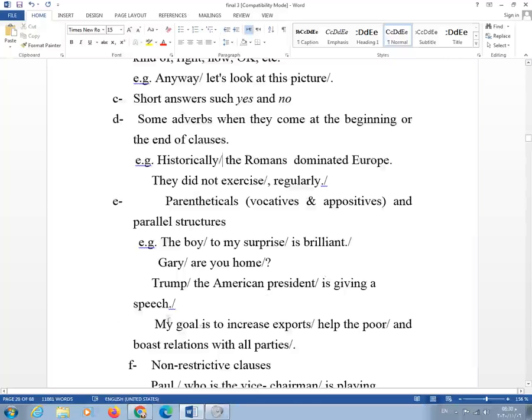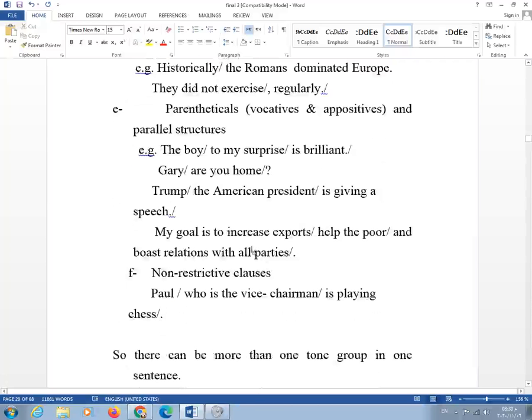We end with falling because it's the end of our sentence. My goal is to increase exports, help the poor and boost relations with all parties. This is a politician saying this. My goal is to increase exports, one tone group. We have another one: help support and boost relations with all parties. Exports, poor and parties, three key or focus words, but we have three tones. The first one is rising: my goal is to increase exports, help support, and boost relations with all parties. Then he ends with falling, the finality of my speech. Okay, number F.